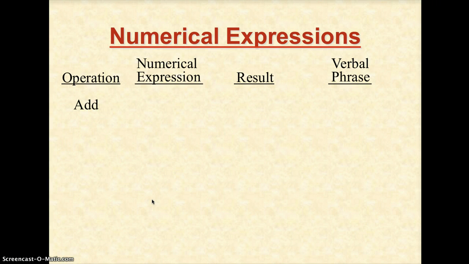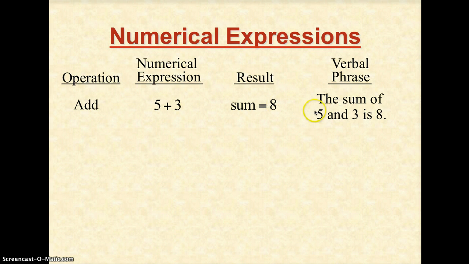If you are given the word add, its numerical expression can be expressed like this, for example, 5 plus 3. The result is called the sum. That's your vocabulary for the answer in addition. Of course, the sum of 5 plus 3 is 8. The verbal expression of this is: the sum of 5 and 3 is 8. If you want to translate this numerical expression with the result, you write it in a sentence: the sum of 5 and 3 is 8.